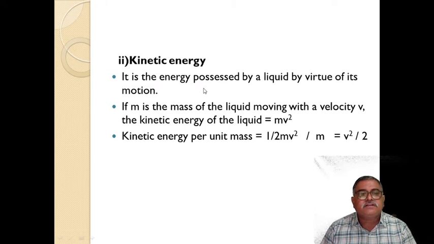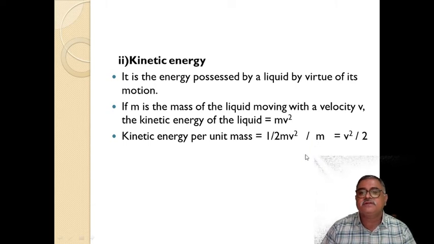See, for kinetic energy, if m is the mass of the liquid moving with the velocity v, the kinetic energy of the liquid equals 1/2 m v square. And then the kinetic energy per unit mass is 1/2 m v square divided by m, which equals v square by 2.